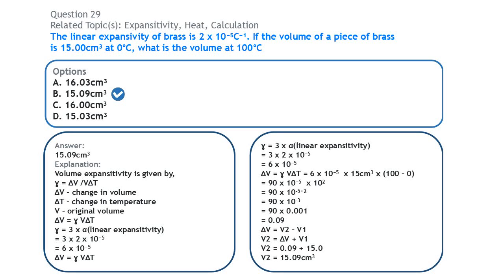That will give us 0.09. Now that we know this, that is the change in the volume. Like I said, in order for us to get the new volume, we add the change in volume to the original volume. The original volume was 15, then we add 0.09 to it, and we have 15.09 centimeter cube. So this will be the new volume of that brass at 100 degrees Celsius.